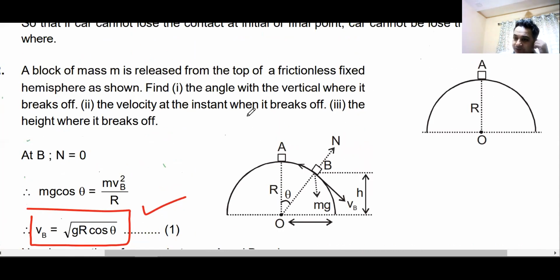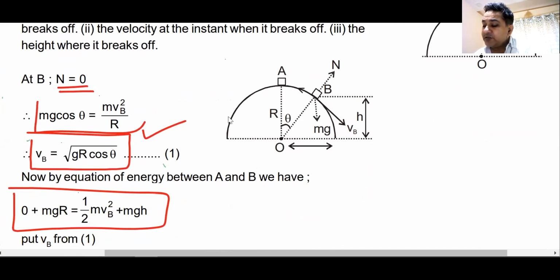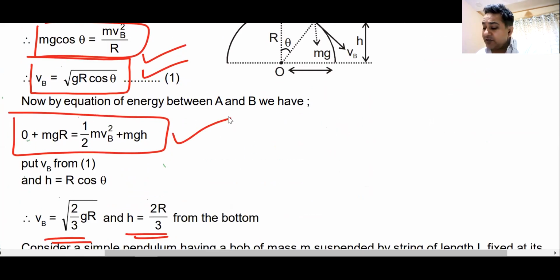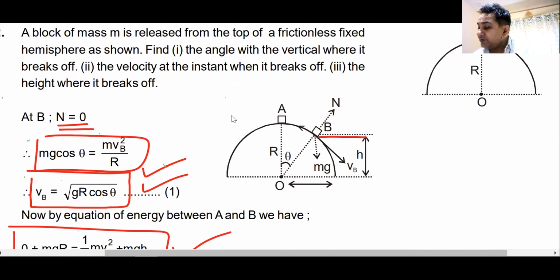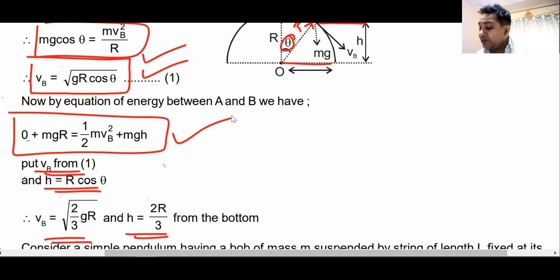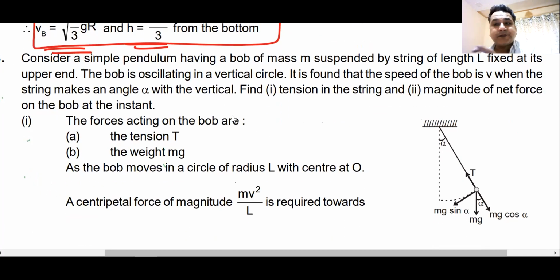Try this. So again, the condition for losing contact is N equal to 0. So mv squared by r becomes equal to mg cos theta. From there, you get the value of velocity. Then you apply the law of conservation of energy, and put h in terms of r. See, this is h, this is r, this is theta. So you can get the relation between h and r and cos theta. h will be equal to r cos theta. Put the value, get the answer, stay happy. Do we understand this or not?